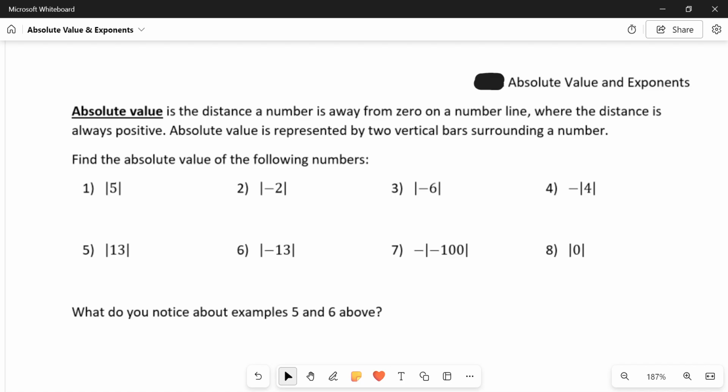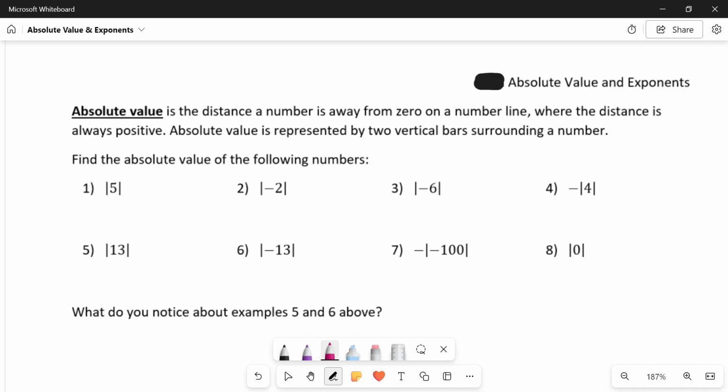Absolute value and exponents. Absolute value is the distance a number is away from zero on a number line, where the distance is always positive. Absolute value is represented by two vertical bars surrounding a number. Find the absolute value of the following numbers.